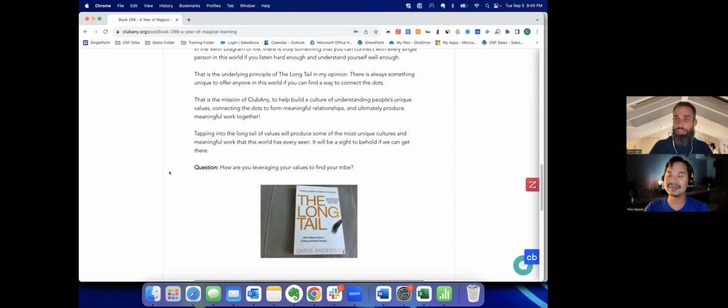Like, okay, so like, we should forget about the long tail. No, I can't, because all you do is confuse me. My brain is stuck on this.